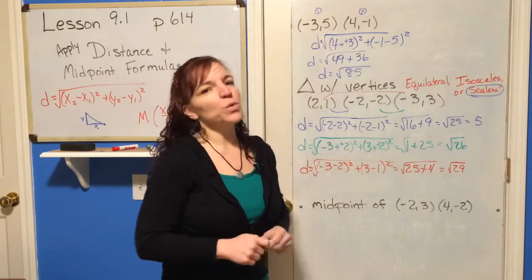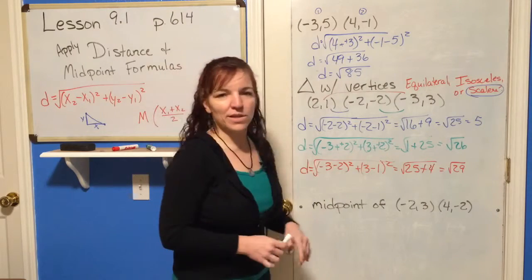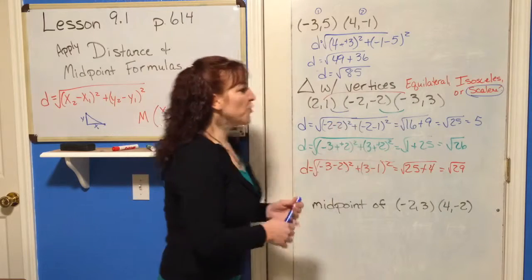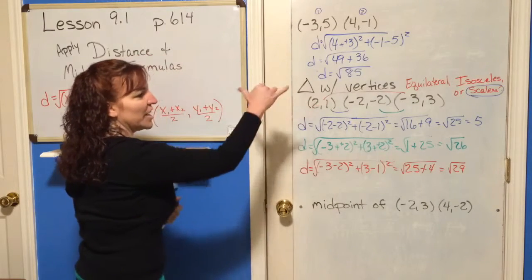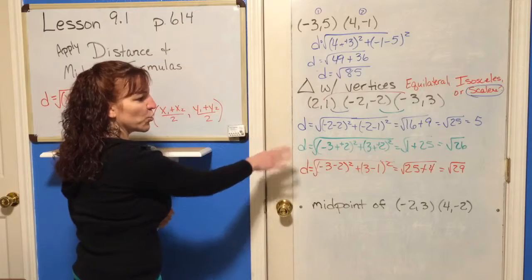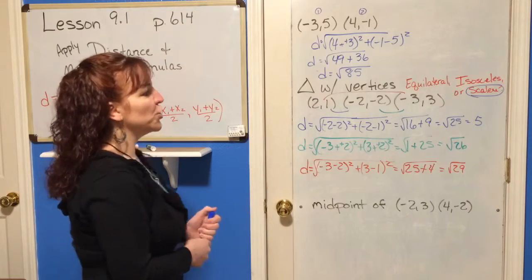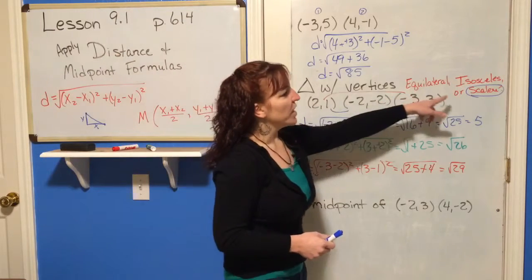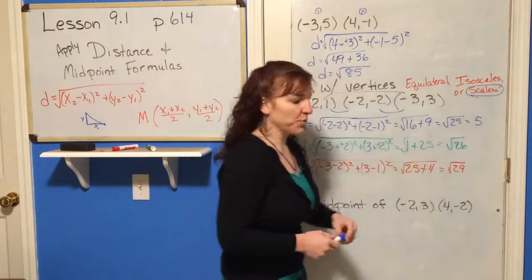All right, so it really and truly is just more practice using the distance formula. Find the distance between each set of points, and that'll give you the 3 sides of your triangle, and then you could determine if they're all 3 the same, if 2 of them are the same, or if they're all 3 different.